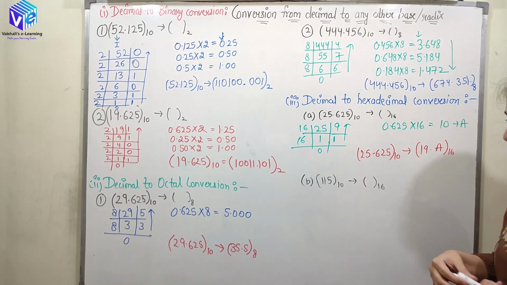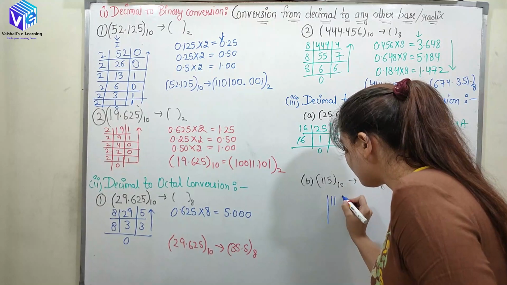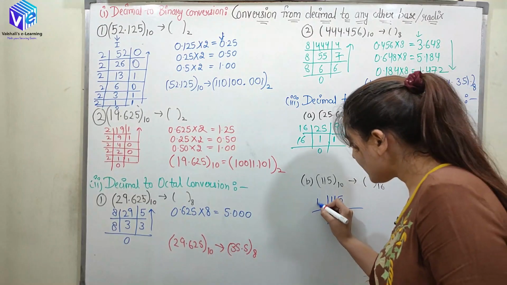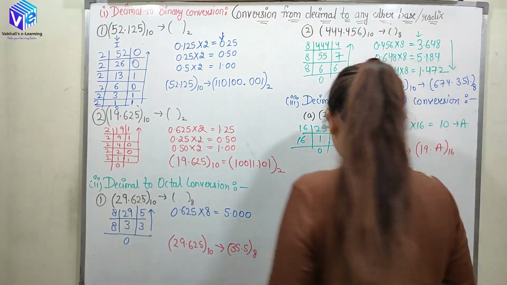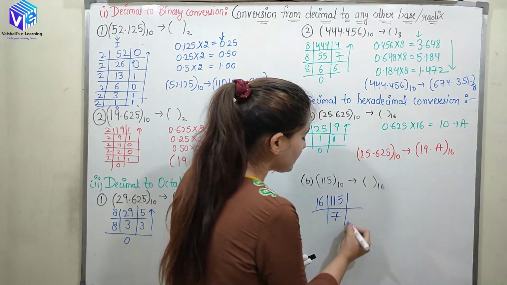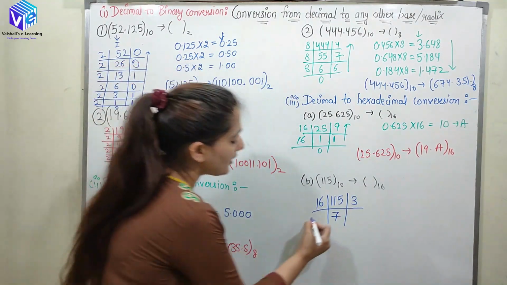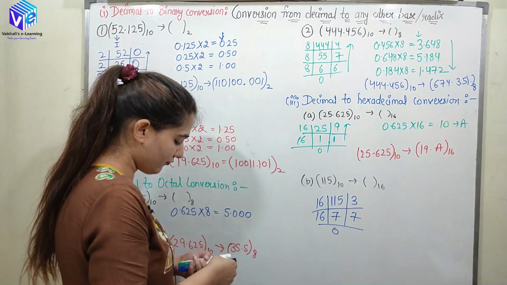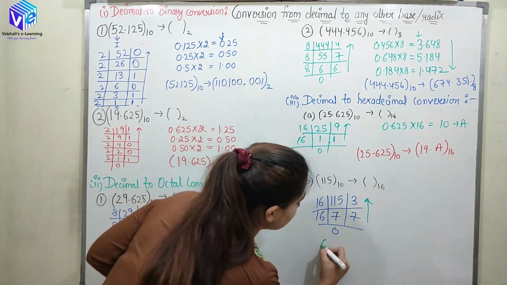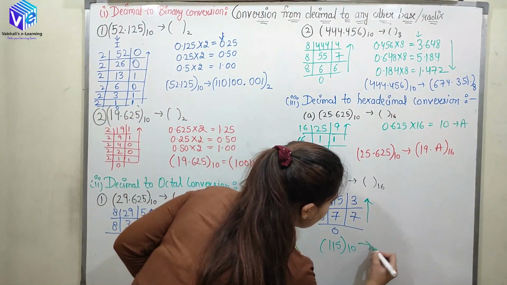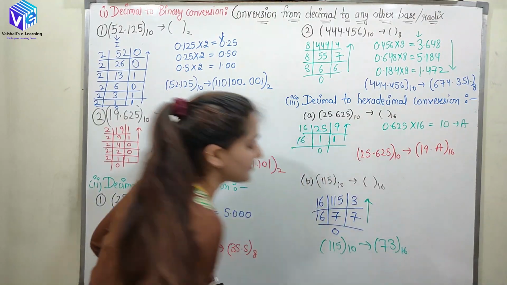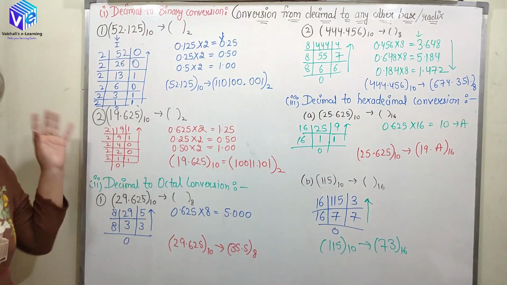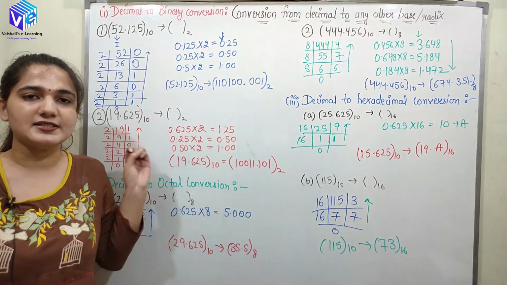So this was simple. Now coming to the next conversion, here we have 115. We don't have any fractional part, so I will just use the division method. When you divide 115 by 16, you get the quotient as 7 and the remainder as 3. Again you divide 7 by 16, the remainder is 7, the quotient is 0. Now you move from bottom to upside, and you can represent 115 from the decimal as 73 in the hexadecimal. I hope you understood all of the types of conversion from decimal to binary, decimal to octal, and decimal to hexadecimal.